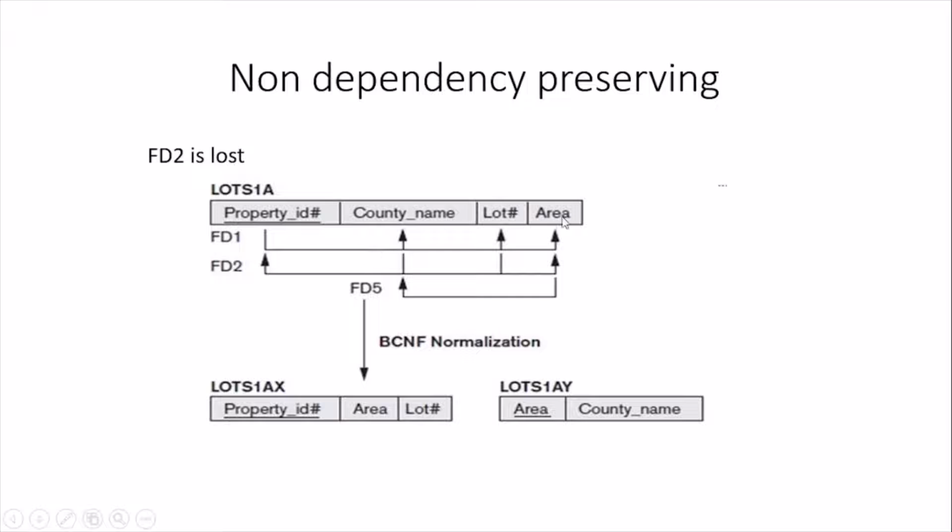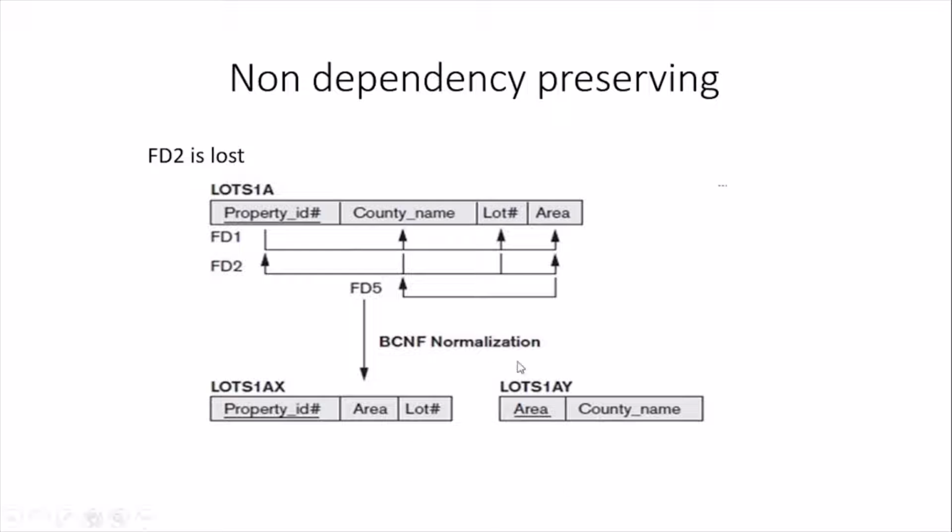But this is not in BCNF. BCNF says that X should be a super key. So here area is not a super key, so this is not in BCNF. So what we can do is decompose into loads 1AX and loads 1AY. The first relation will have property ID number, area and the lot number, and the second relation will have area and county name. We are decomposing this in such a way that this dependency, FD5, appears there.